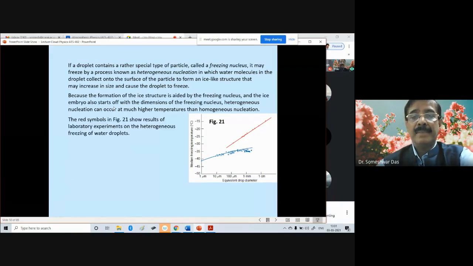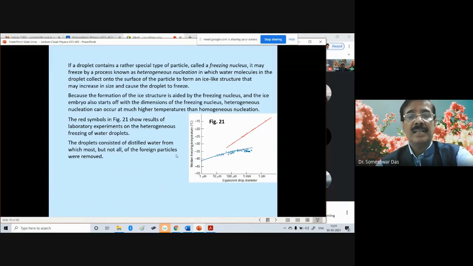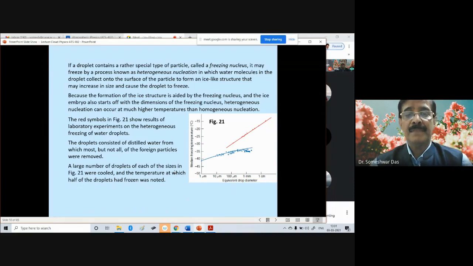The same diagram is getting repeated here. Now, in this diagram, the droplet consists of distilled water from which most but not all of the foreign particles were removed. This laboratory experiment had distilled water, that is pure water, from which most but not all the foreign particles were removed. A large number of droplets of each of the sizes shown in this figure were cooled, and the temperature at which half of the droplets had frozen was noted. That is how the experiment was conducted.